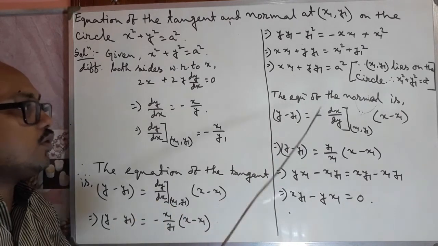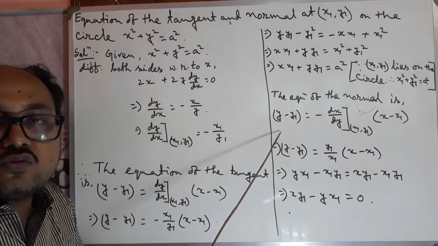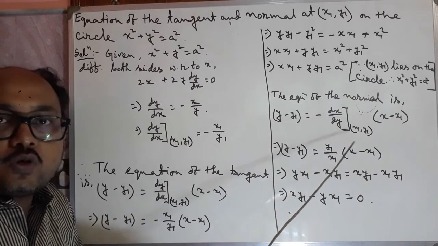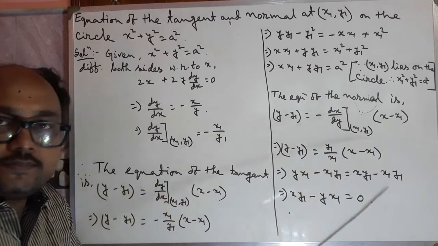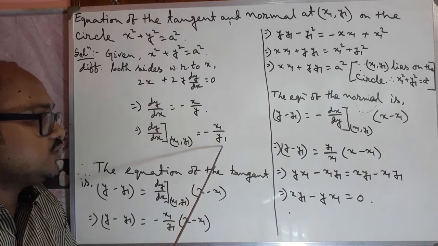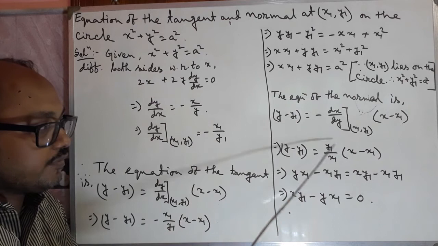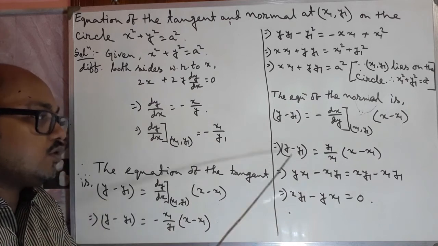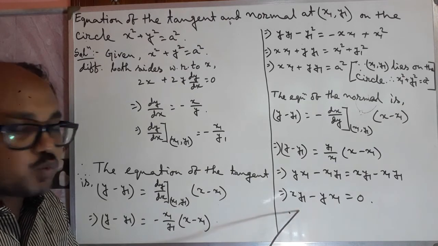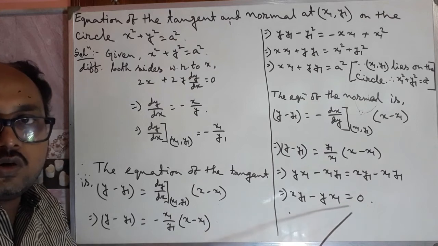Now the equation of the normal. What is the equation of the normal? That is y minus y1 is equal to minus dx dy at the point x1, y1 into x minus x1. Minus dx dy will be reversed and the minus sign multiplied, giving y1 by x1. Now, by cross multiplication, we get the equation of the normal, x y1 minus y x1 is equal to 0.